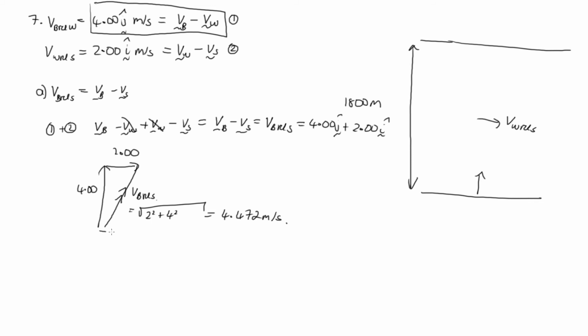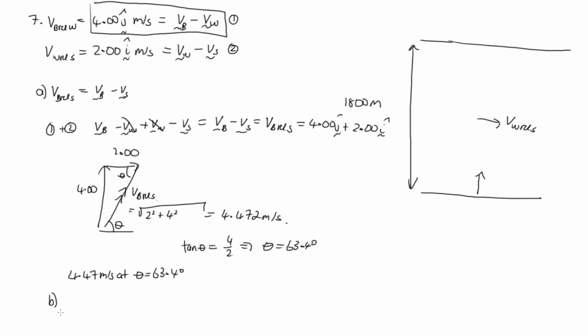And then we also want to work out the angle. In the diagram, this angle here is marked as theta. This angle here is the same as this angle up here. These lines are parallel, so these are alternate angles, so they're equal. So tan theta is equal to opposite over adjacent, which is 4 divided by 2. Solving that, we end up with theta equal to 63.4 degrees. So the velocity of the boat relative to the shore is 4.47 meters per second at theta equal to 63.4 degrees.